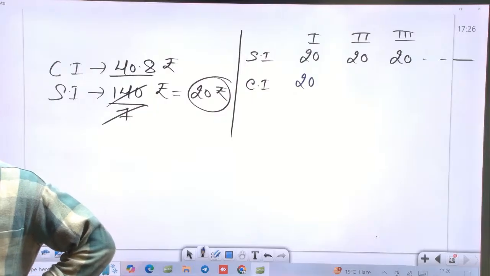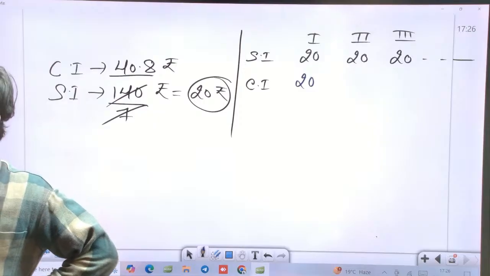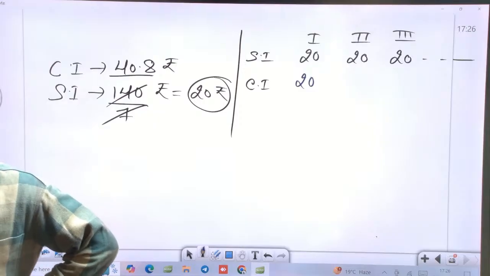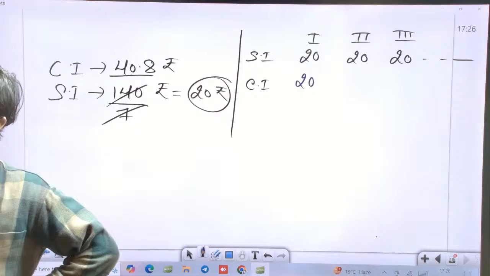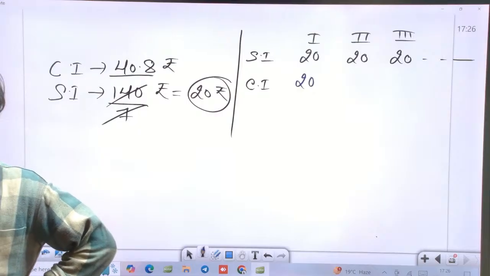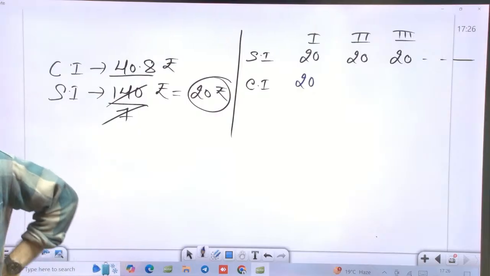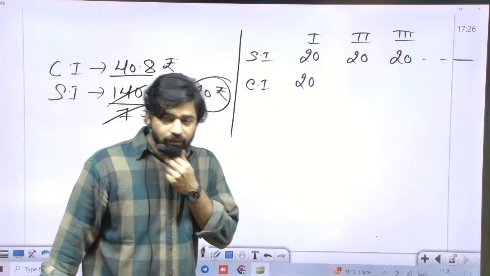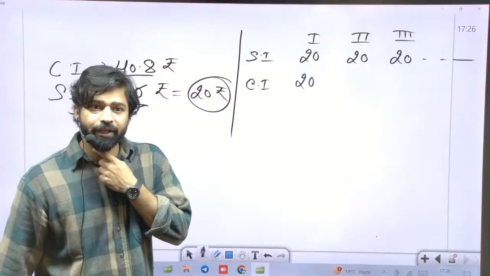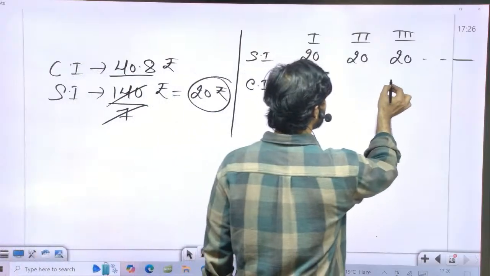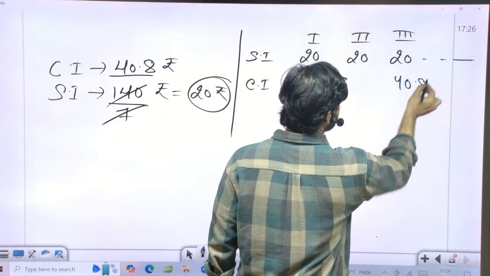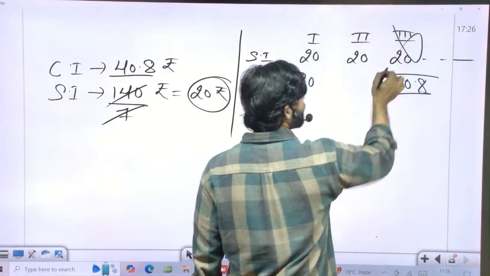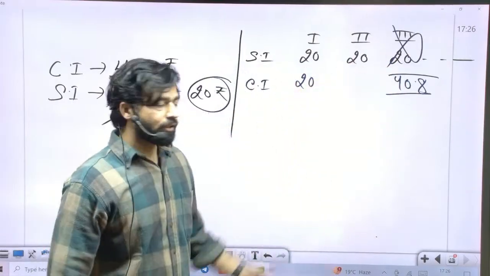So at the end of the first year, you cannot say that it is SI or CI. You are getting interest, that's it. And that interest you can say CI or you can say SI. So we are getting 20, and at the end of 2 years, it is 40.8. I'm not taking the third year now because there is no need.